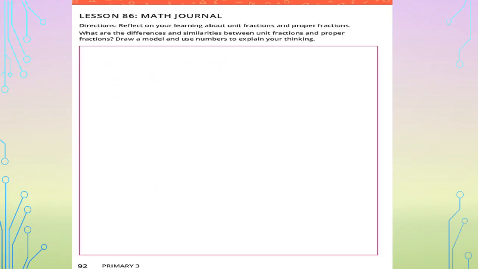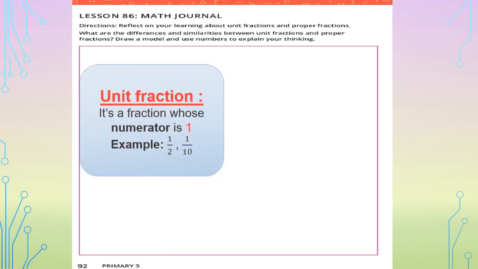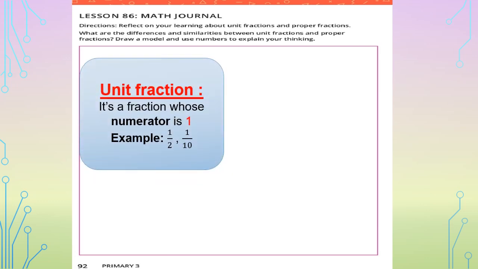Let's start here with Math Journal. Reflect on your learning about unit fractions and proper fractions. What are the differences and similarities between unit fraction and proper fraction? We said before, a unit fraction is a fraction whose numerator is 1. For example, 1 out of 2, 1 out of 10.